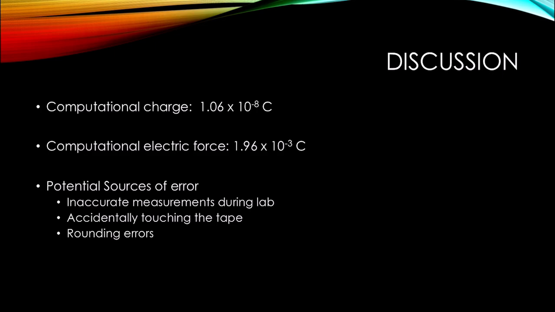Moving on to the discussion, based on the computational model, the charge was found to be 1.06 times 10 to the negative 8 coulombs. The computational electric force was found to be 1.96 times 10 to the negative 3 newtons. Some potential sources of error include inaccurate measurements during the lab, accidentally touching the tape, which did happen, and rounding errors that happened during the experimental phase.